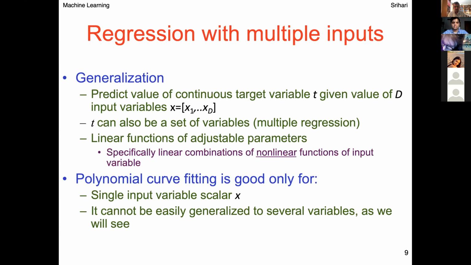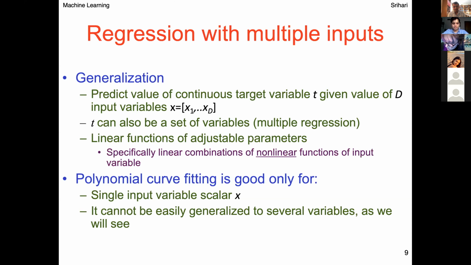We're going to do linear regression, which uses linear functions of adjustable parameters, specifically linear combinations of nonlinear functions of the input variables. We just said linear means you're going to draw straight lines. How do you get nonlinearity, which is required for complicated data? We get nonlinearity by taking linear combinations of nonlinear functions of the input variables.